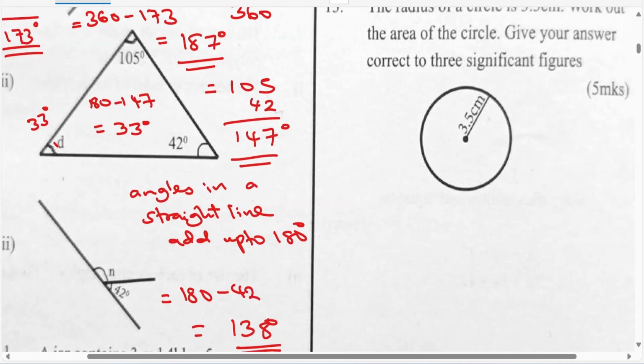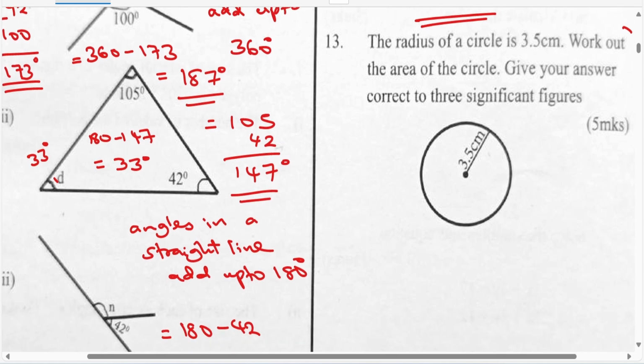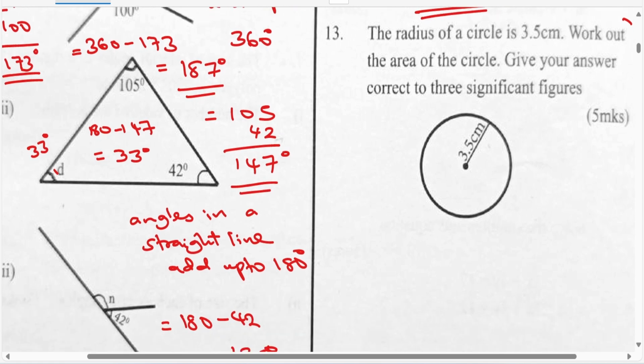Question 13. The radius of a circle is 3.5 centimeter. Work out the area of the circle. So area of a circle is given by pi r squared. So in this case, our radius is given. So it's very easy to calculate. So we've been told give your answer correct to 3 significant figures.